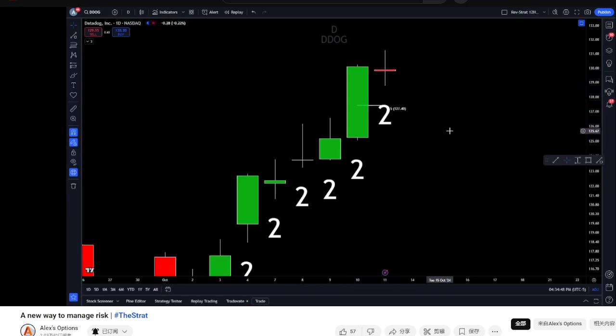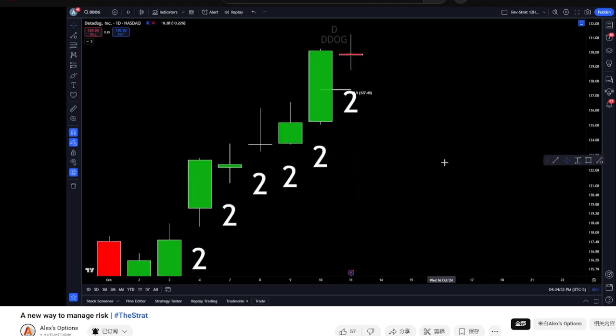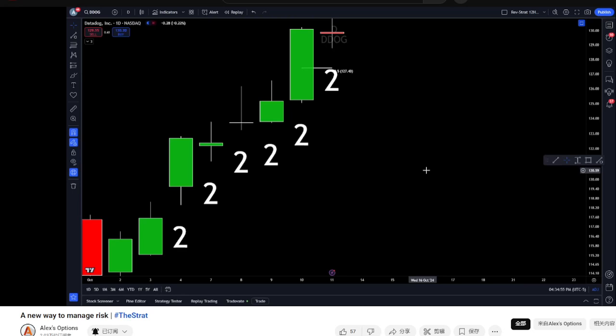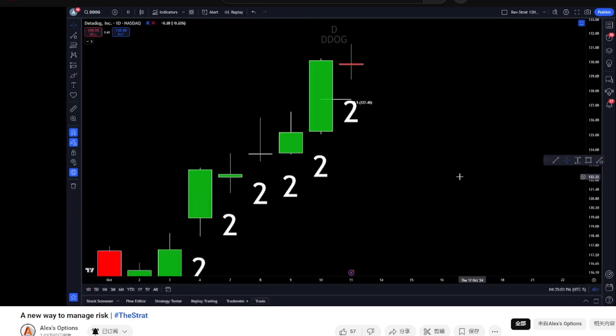Which is actually really cool, because what T-Trade was telling me was, he doesn't, like most people in the ICT space specifically, say, I want to buy in discount. I want to buy when it's going down. And he said something that totally struck a nerve with me.